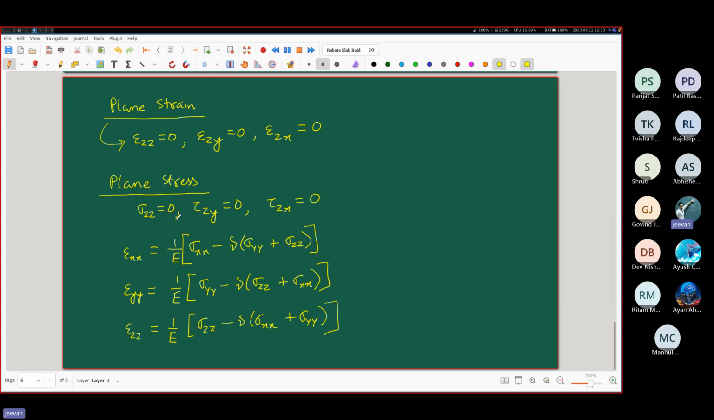Plane stress. Okay, I am not considering plane strain. For plane stress, you see sigma zz is equal to 0. So this is gone, this is gone, this is gone. What does this reduce to then? Well, you don't even have to consider this third equation. See what is the question asking us.